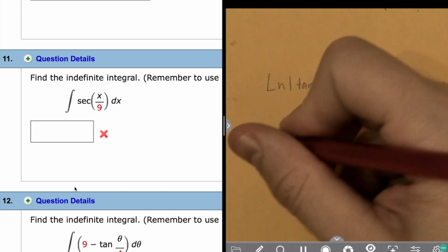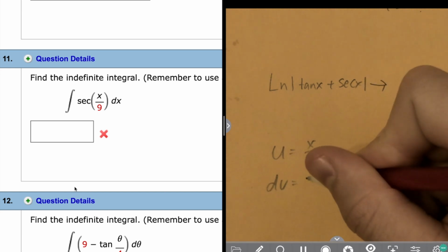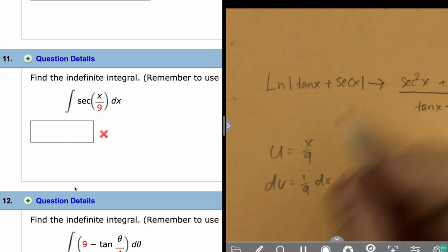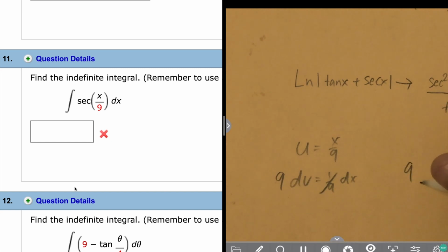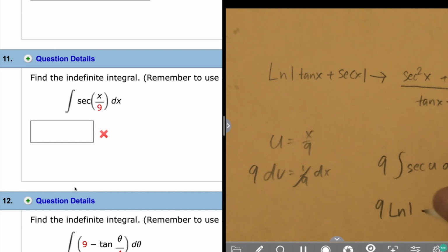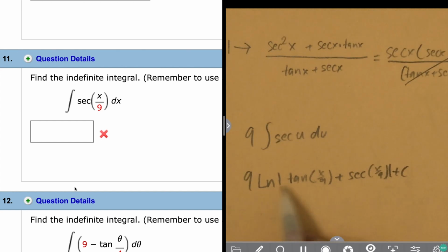Now we also have a u substitution to deal with, so first u equals x over 9, which means du is just 1 over 9 dx, but I don't see a 1 over 9 in my problem, so this must be 9u. So now we have 9 integral of secant u du, and of course that's 9 ln absolute value tangent u, but u is x over 9, plus secant u, but secant is x over 9, plus c. All right, so there would be your answer.